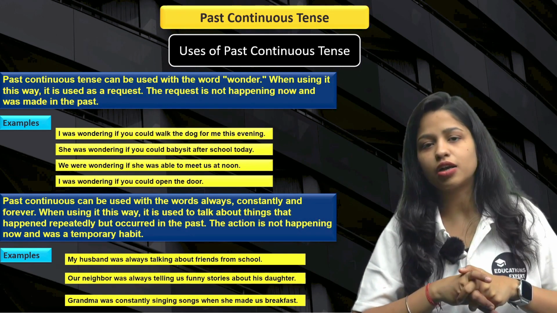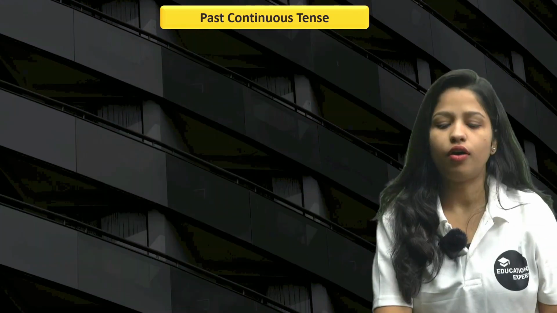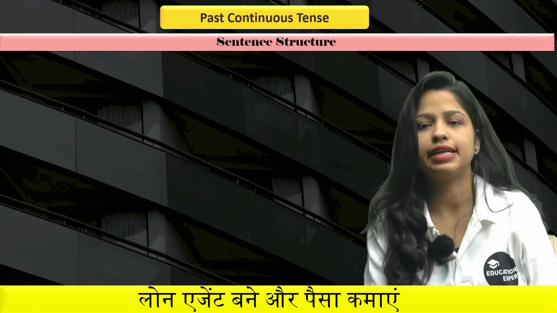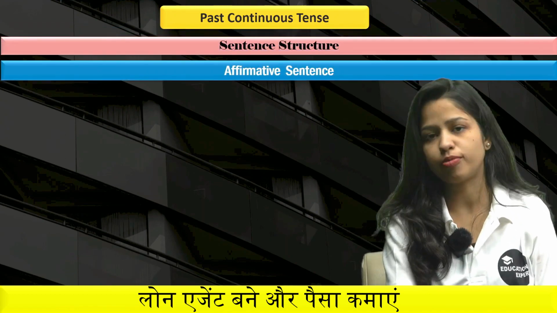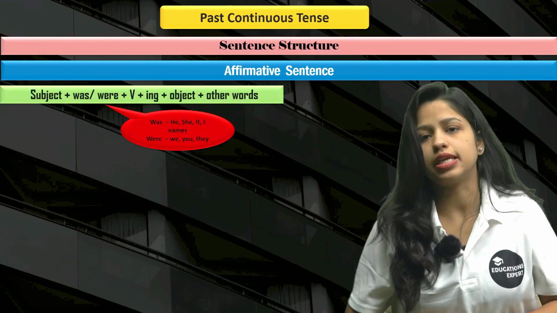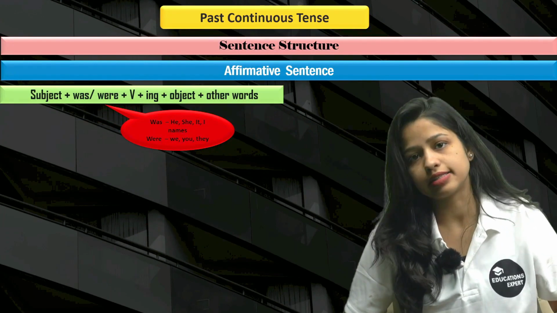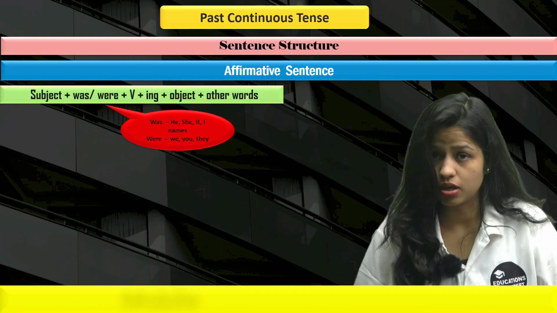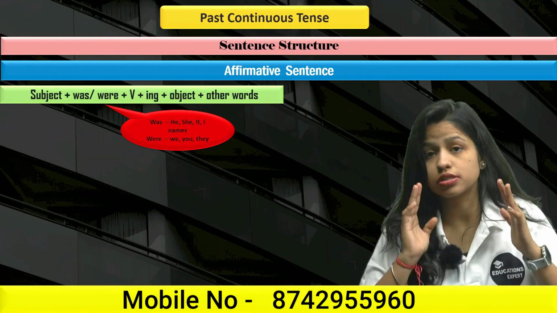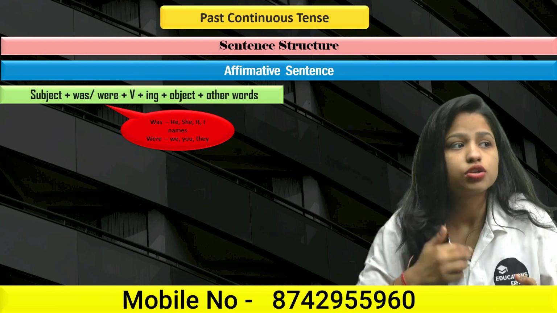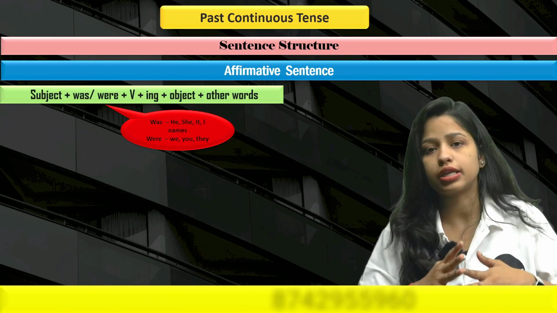Now let's get started with the sentence structures and with every type of sentence. All right, let's start with sentence structure. First up we have the affirmative sentence, or positive sentence. What's the sentence structure for affirmative sentences? I already know about this. That's subject plus was or were, because I've told you this in the starting of this video when I was discussing the definition, right? So: subject, was or were, verb plus ing, object and other words.